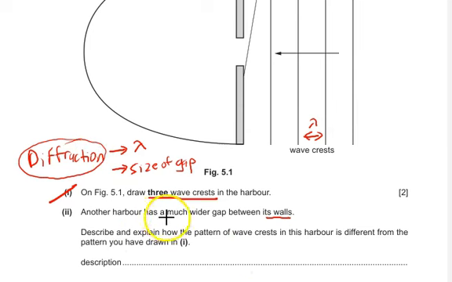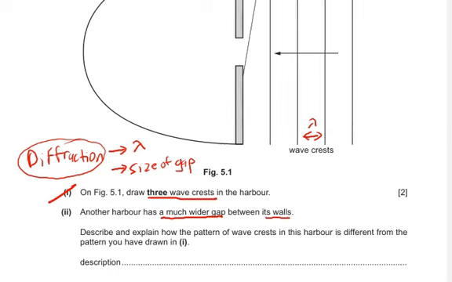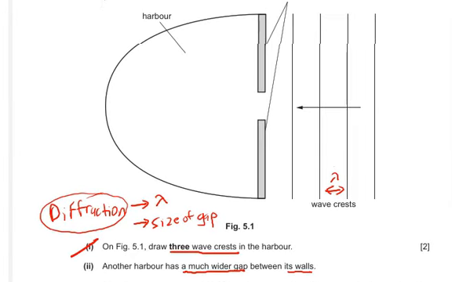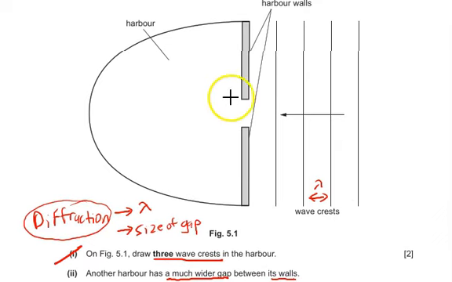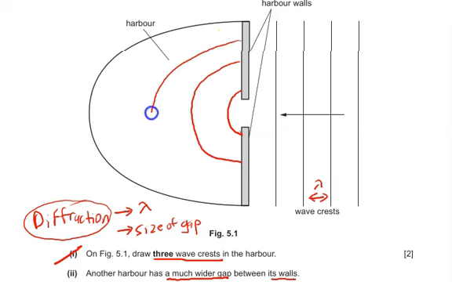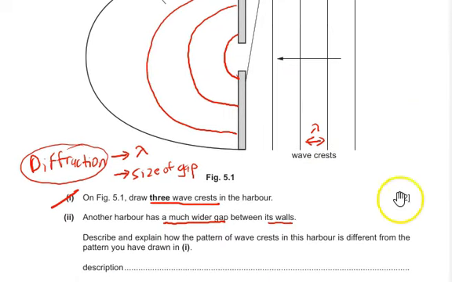For the first harbour, the gap is smaller, and the smaller the gap is, the wider its effect. So here you just have to draw a circular shape. So these are the 3 wave crests. This is your answer for the first one.